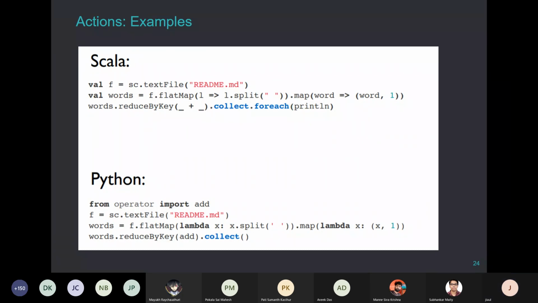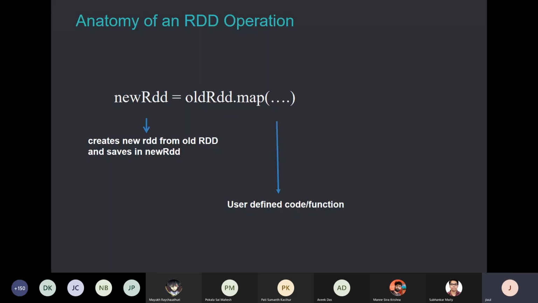All right. Now, the typical anatomy of an RDD operation. Okay, what is the anatomy of it? So the typical thing is that the new RDD equals the old RDD dot, say for example, the map function, and inside this parenthesis, you write your own code. Okay. So you write any code inline.